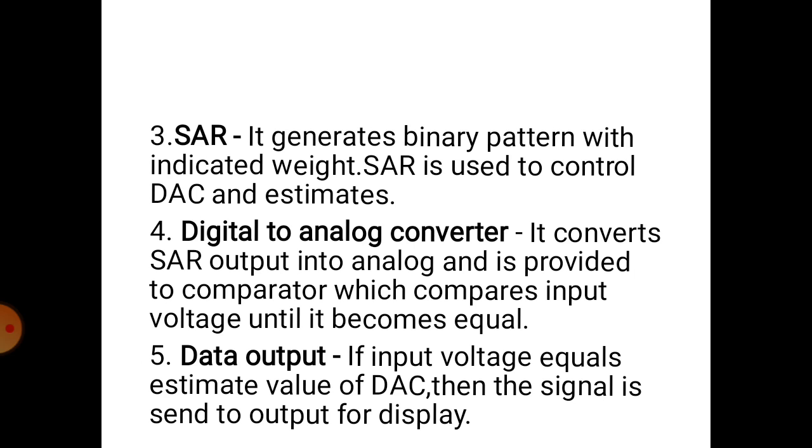Next block is digital to analog converter. It converts SAR output into analog and is provided to comparator, which compares it with the input voltage until the difference becomes equal to 0. When input voltage becomes equal to the estimate value, then SAR output will be sent to the data output. So finally data output: if input voltage equals estimate value of DAC, then the signal is sent to output for display. There are certain advantages of digital voltmeter, that is it is less expensive and it is more effective.